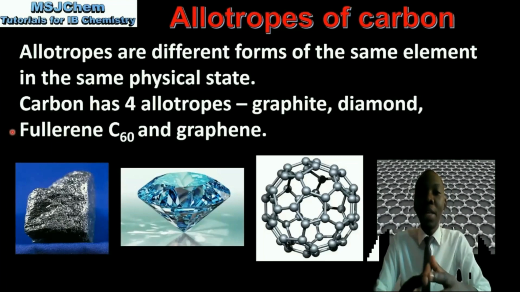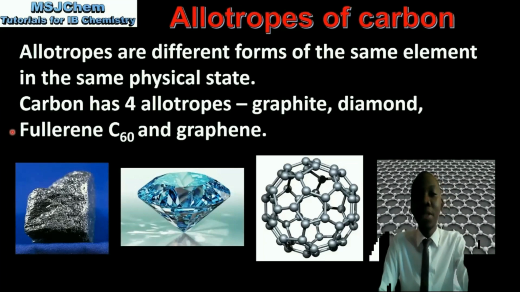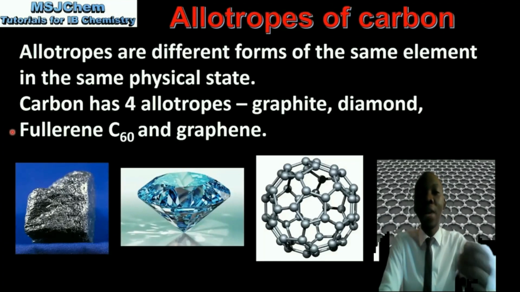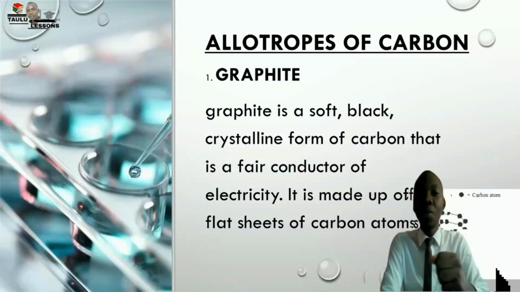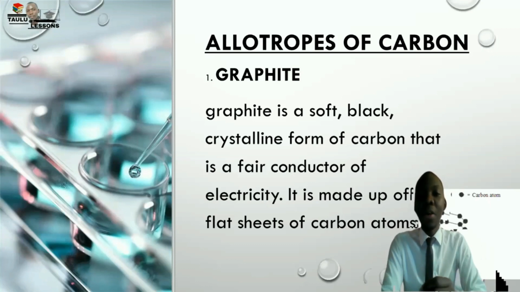The carbon we are talking about has many allotropes. Examples of allotropes: we have graphite, we have diamonds, we have graphene. Those are just a few examples of the allotropes of carbon. This evening, we'll just focus on two allotropes of carbon, that is graphite and diamonds. What is graphite?